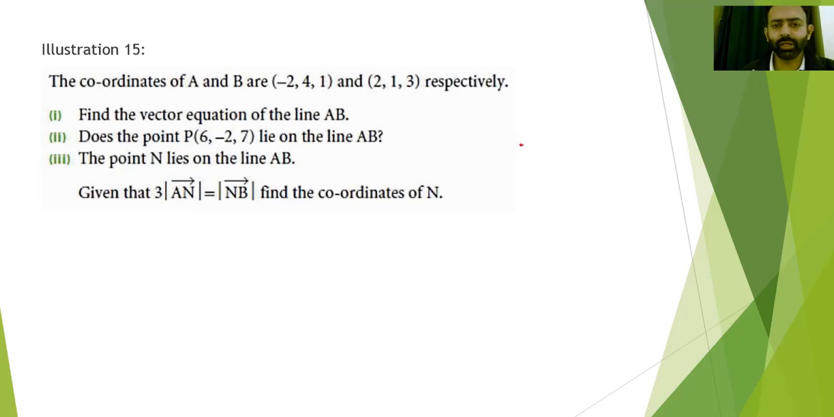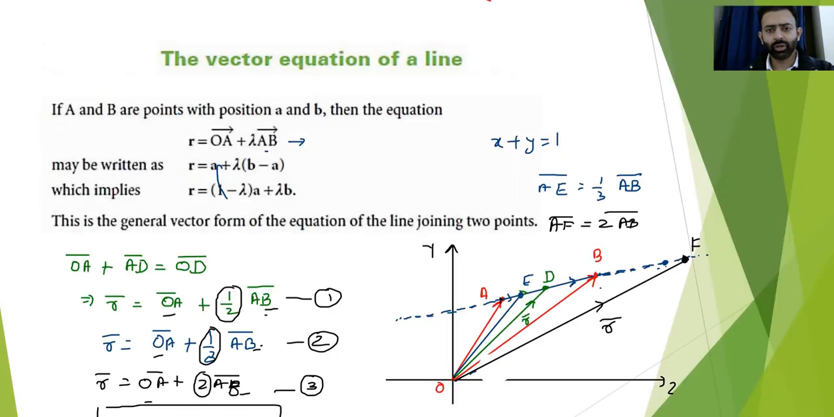So if you can imagine the diagram that I have told you in the last class, there is a point A, there is a point B, and if you are able to draw the triangle OAB and apply the vector law of addition, you will get to know how to find out the vector equation of a line. The vector equation of a line is basically based on the triangular law of addition, right?